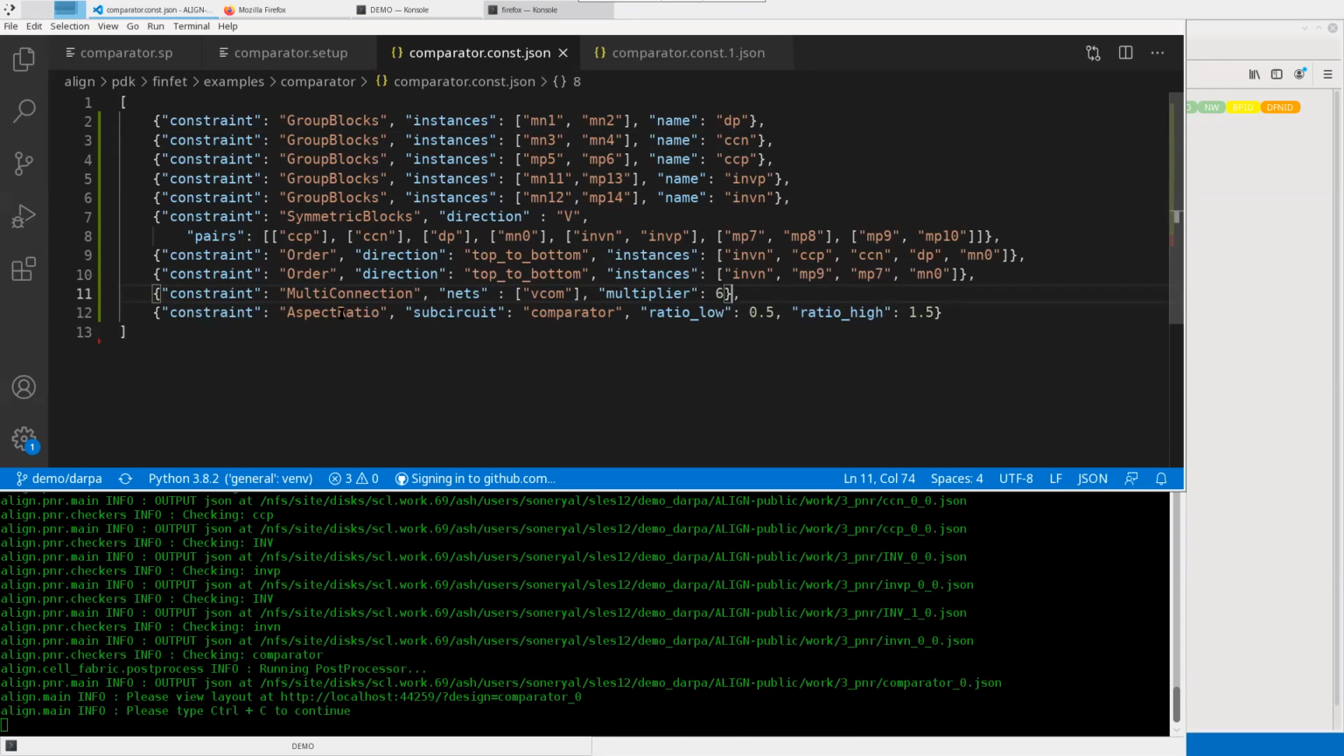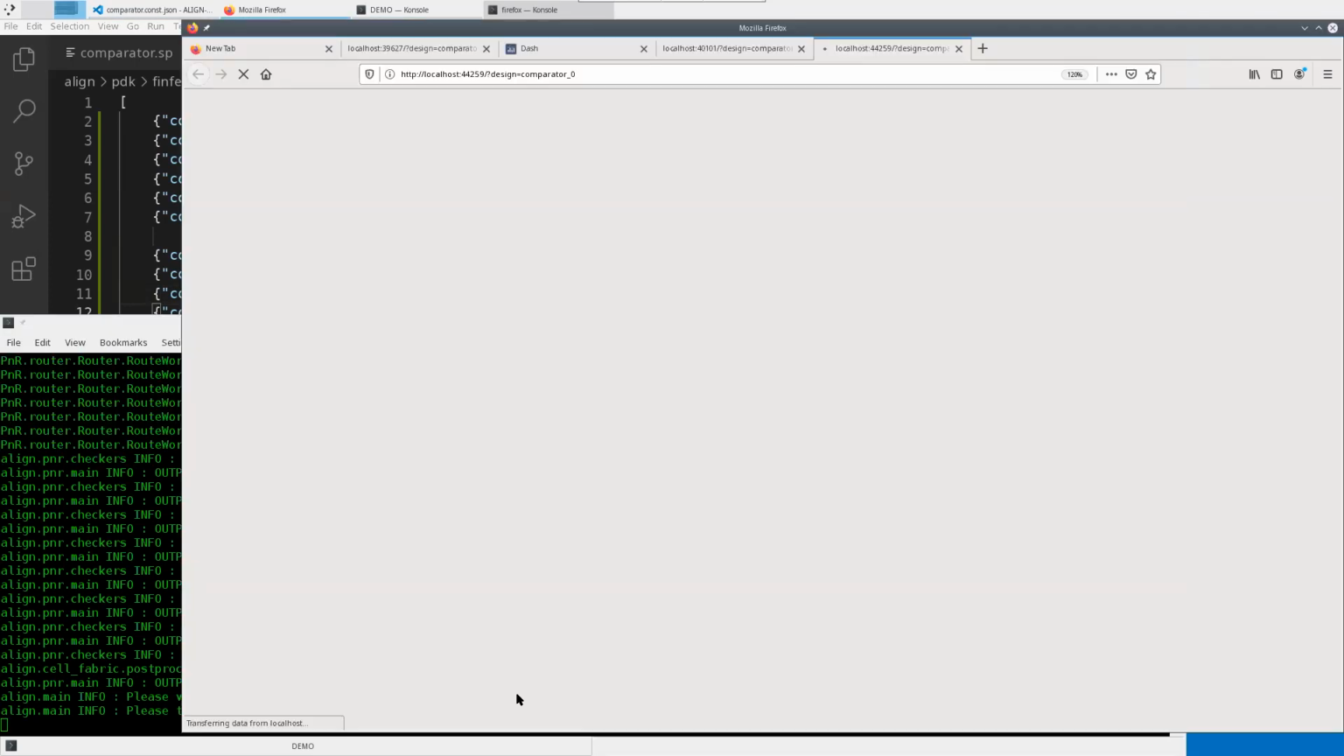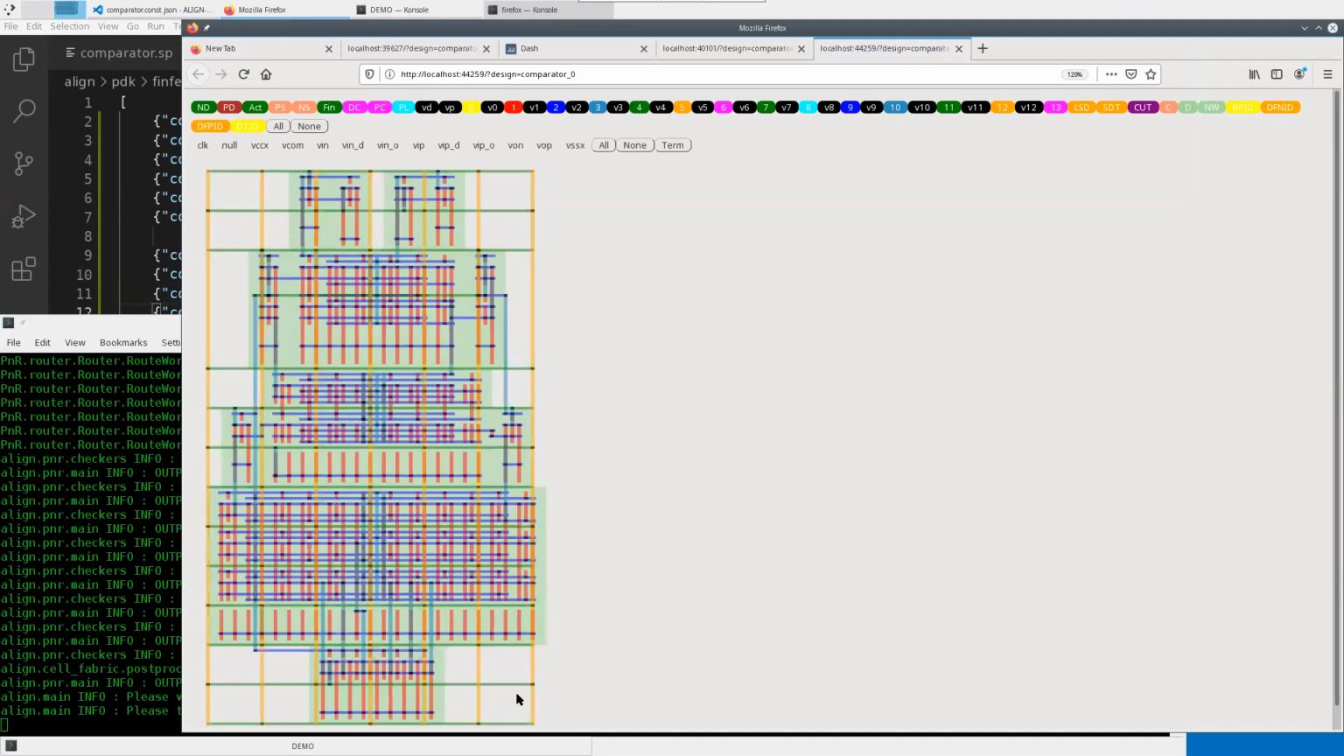And then the last one is an aspect ratio, which tells the tool, okay, we also want to stay within this width over height range. Now with that, again, in under a minute, Align did generate the layout that we can see. Here it should be visible that there's the vertical line of symmetry starting from the diff pair, cross coupled devices, and the output inverters are all the way on top.